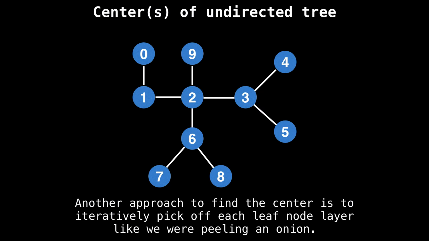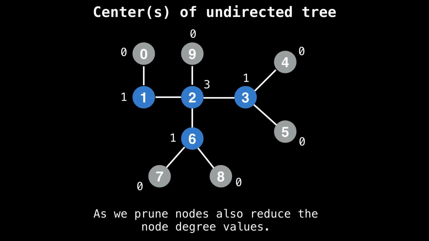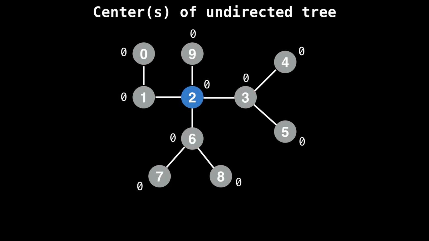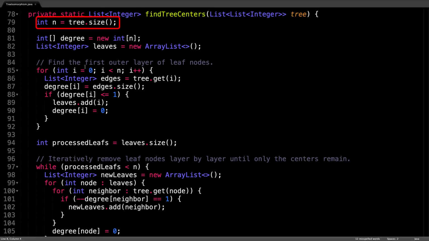To refresh your memory, the approach we're taking to find the center or centers of a tree is to iteratively remove leaf nodes layer by layer. This is analogous to peeling the layers of an onion. When we're finished removing all the layers, what's left is the middle. The integer n represents the number of nodes in our tree. After this, I define two variables. The first one is degree with size n, which will capture the degree of each node, followed by leaves, which is a dynamic array that will contain the most recent layer of leaf nodes.